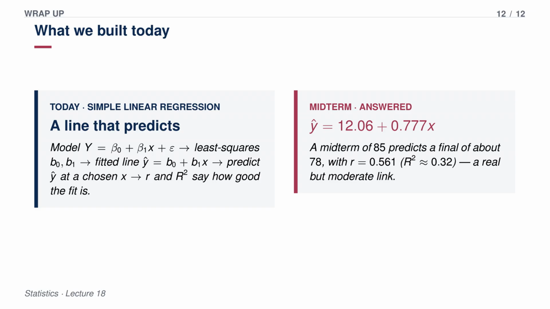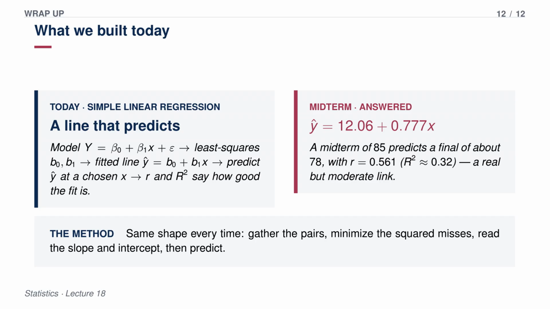And our midterm question got a real answer. Y hat equals 12.06 plus 0.777x. A midterm of 85 predicts a final near 78, with R of 0.561 and R squared near 0.32. A real link, but a moderate one, not a guarantee. And that's the method every single time, no matter the data.